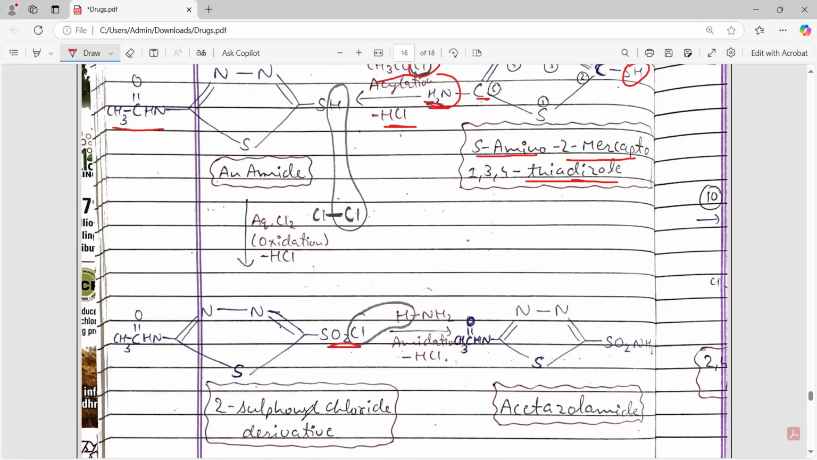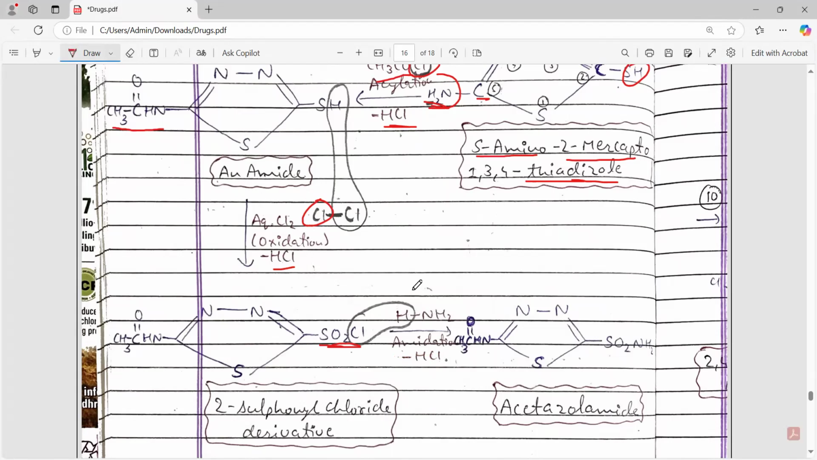So 2-sulfonyl chloride: here SH will be converted, HCl will be removed like this, and this Cl has an oxidative property, so it oxidizes sulfur and converts into the 2-sulfonyl chloride derivative. Next step, it is amidation. Amidation means insertion of an amine group in a particular reaction. Insertion of amine in a particular reaction is known as an amidation reaction.